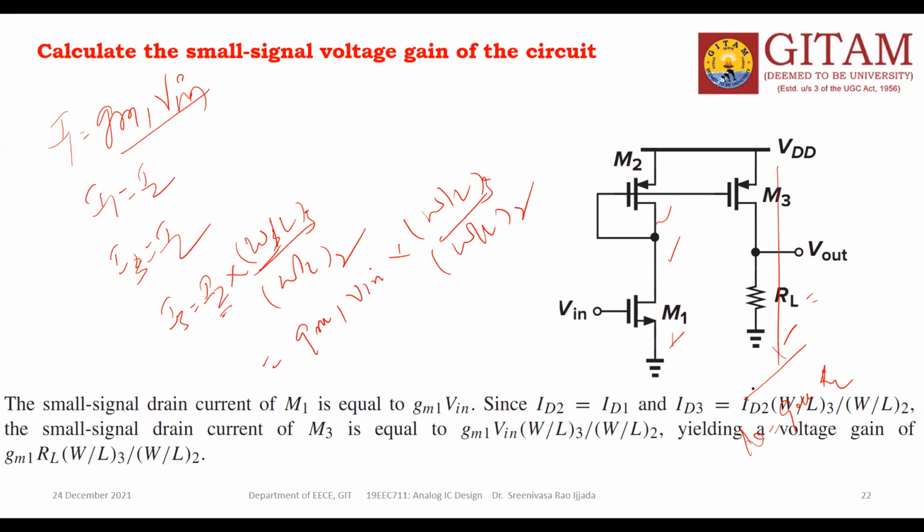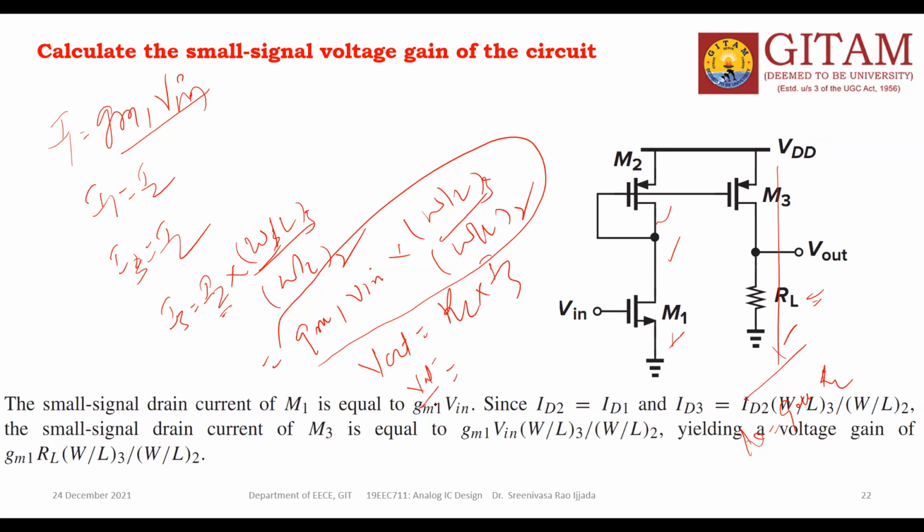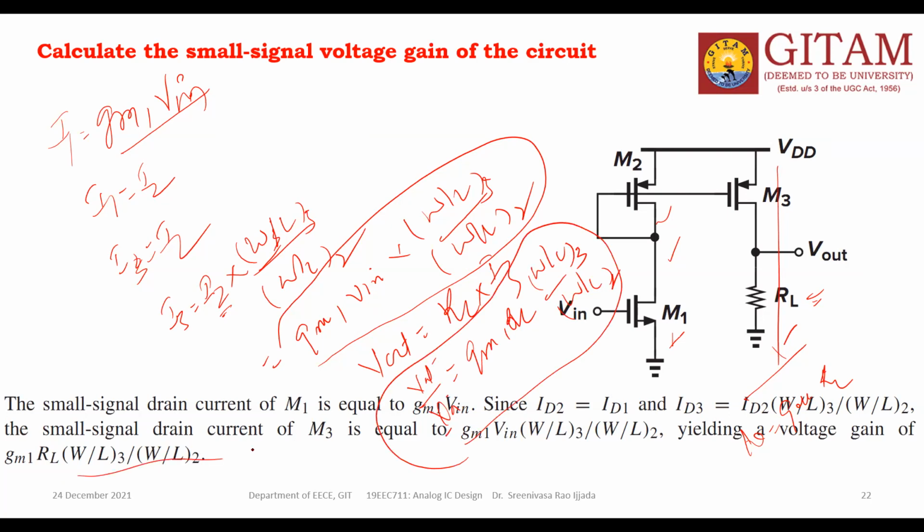So your voltage gain is what? Our output voltage, Vout, is equal to RL multiplied with I3. What is the I3 value? This much. Substitute it, and divide by Vin. Vin is equal to, what is the value? So the gain is GM1 into RL, multiplied by W by L of 3 by W by L of 2. That's it. This is the gain. See this one.